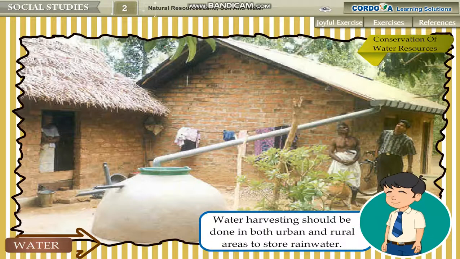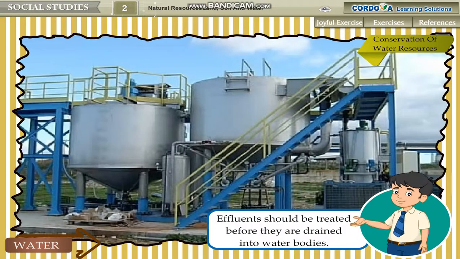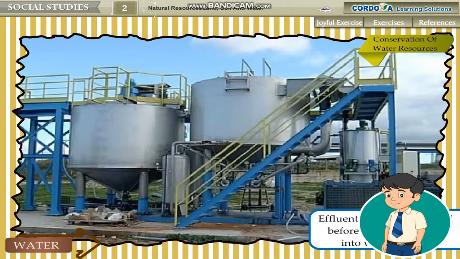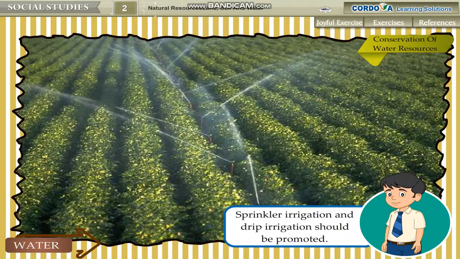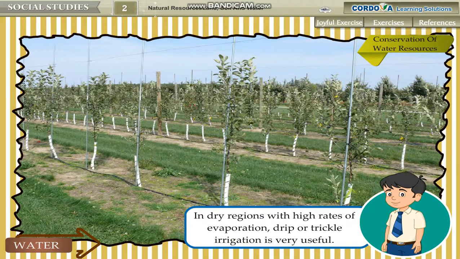Water harvesting should be done in both urban and rural areas to store rainwater. Effluents should be treated before they are drained into water bodies. Sprinkler irrigation and drip irrigation should be promoted. In dry regions with high rates of evaporation, drip or trickle irrigation is very useful.